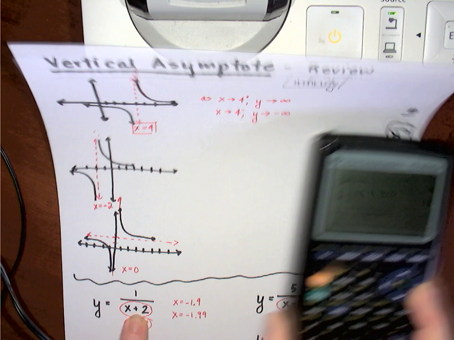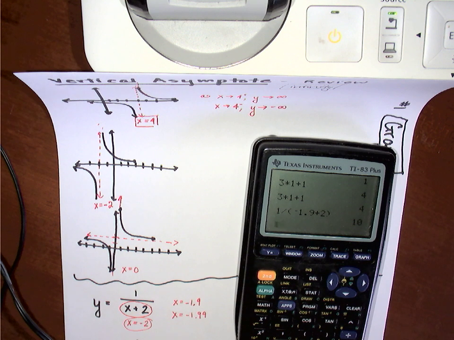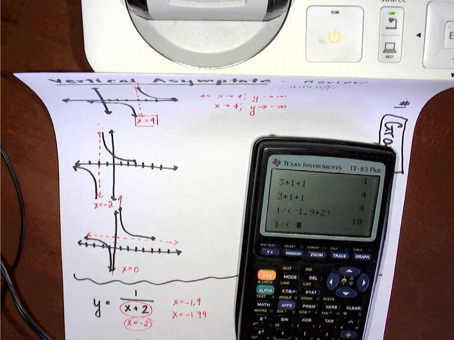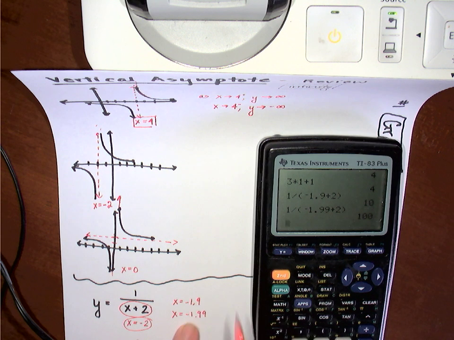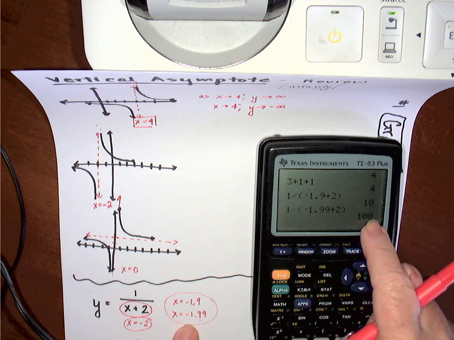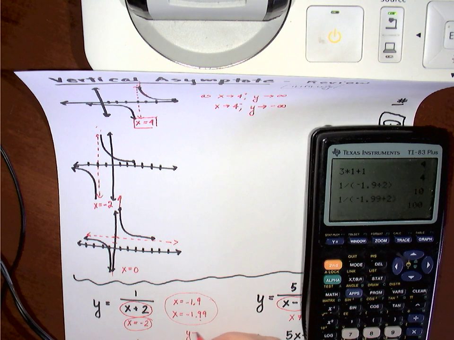I'm going to get a little bit closer now and see what happens. -1.99. So I'm looking for the trend. As x gets closer to -2, what happens to the output? Last time it was 10, now it's 100, right? That's getting big. So as I control how close x gets to -2, what I can see from my calculator is that the y value is going to infinity. So that's the real reason that we have a vertical asymptote at x = -2.